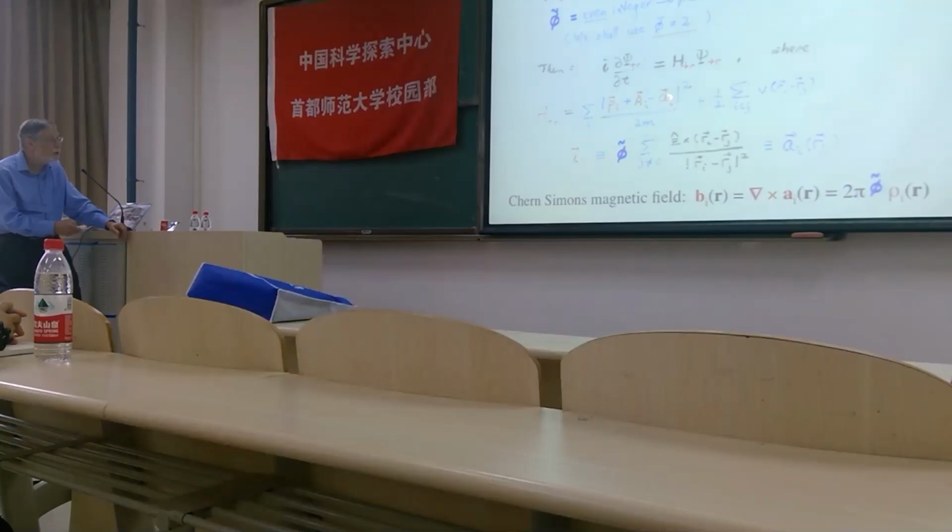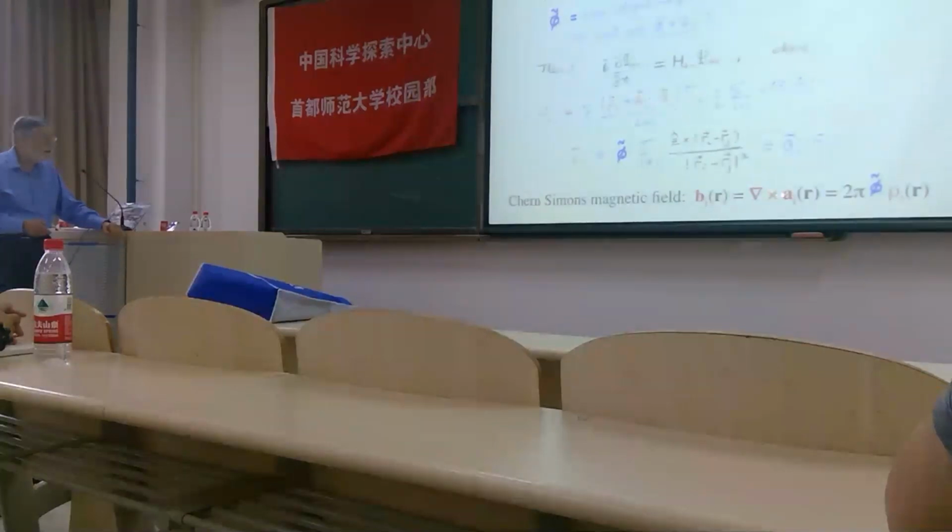But if you take the curl of this A, what you find is the magnetic field is 0. This A is something called Chern-Simons. The curl of it is what we call the Chern-Simons magnetic field. It's a fake magnetic field, but it acts on these transformed electrons just as a real magnetic field would. And the curl of it is just 2 pi times 2 times the density of electrons.